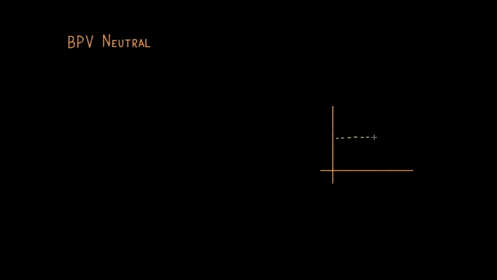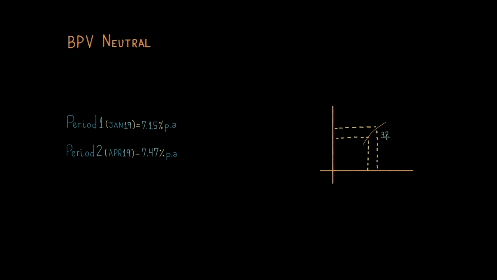The curve must be observed in two maturity dates with the DI futures contract. Period 1, January 2019, with a rate of 7.15% PA. And period 2, April 2019, with a rate of 7.47% PA. And calculate the difference between both rates, which in this case is 0.32% PA. Each 0.01% PA equals 1 BP, so the difference between the curves is 32 BPS.